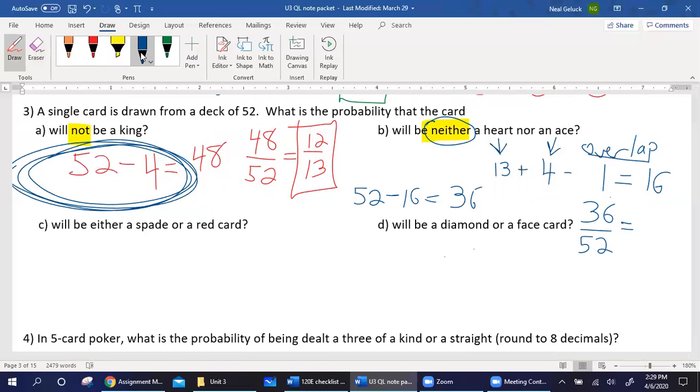You can reduce that. 3 goes into both of those, I believe. Actually, let's see. Yeah, 3 would go into it. That would be 12 over 21, I believe. No, I'm wrong on that. Sorry about that. 4 goes into both of those. There we go. 4 goes into 36 9 times. 4 goes into 52 13 times. So I have a 9 out of 13 chance of drawing neither a heart nor ace.